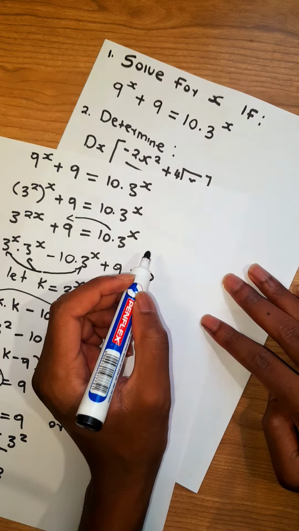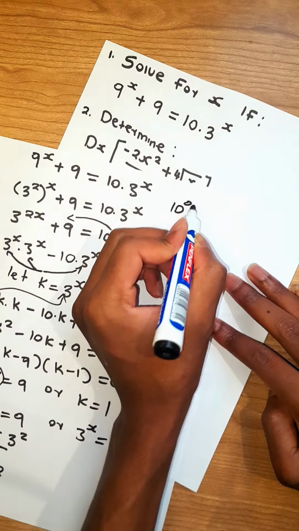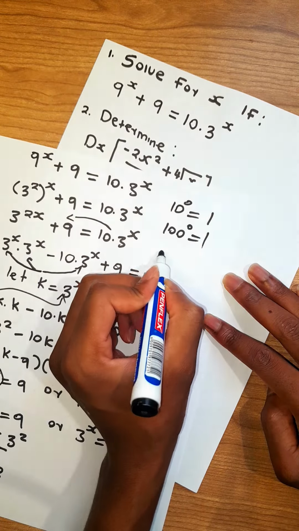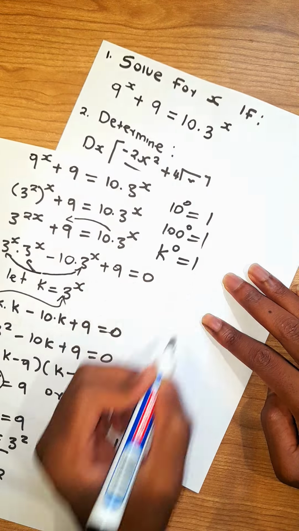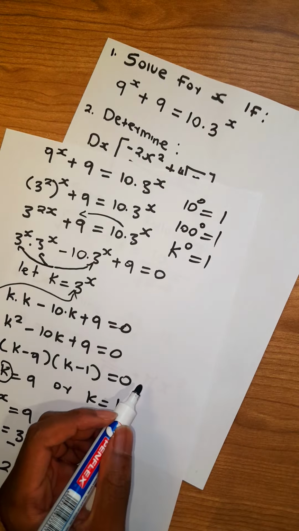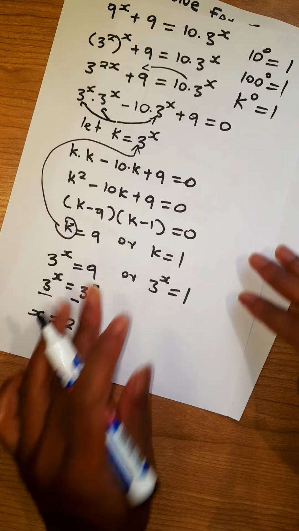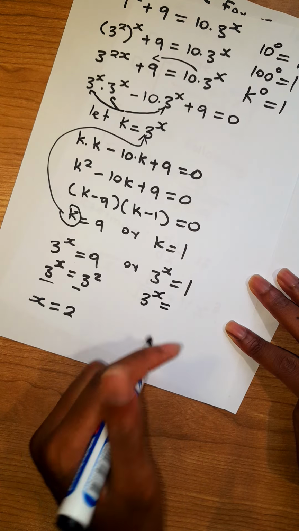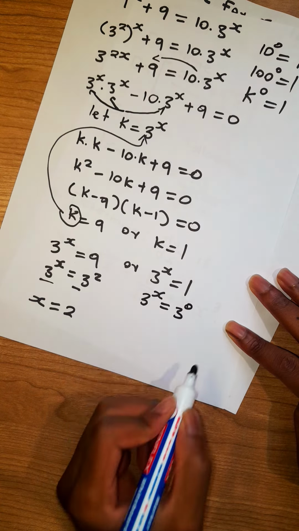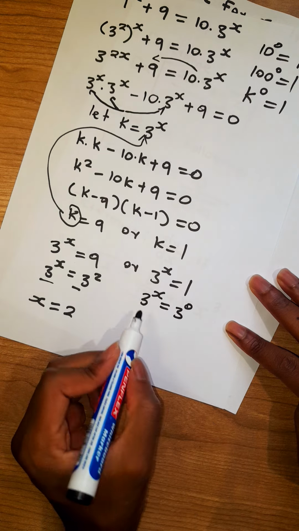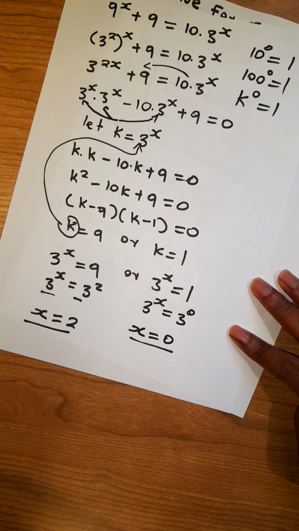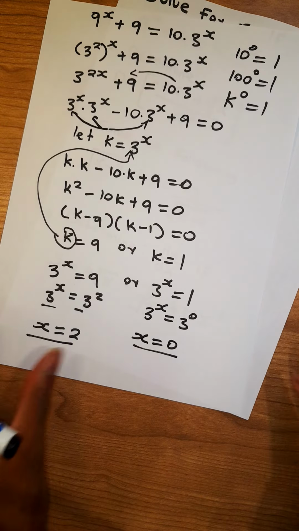Meanwhile, on the other side, we need to manipulate. What do we know? If we have 10 to the power 0, that is going to be 1. If we have 100 to the power 0, that's just going to be 1. k to the power 0, that's just going to be 1. Anything that is raised to the power of 0 is just going to be 1. So we can say 3 to the power x, and we want to change this to have the same base. It can be 3 to the power 0, so it's going to be 1. It means that the other value of x is going to be 0. That's how you solve this problem.